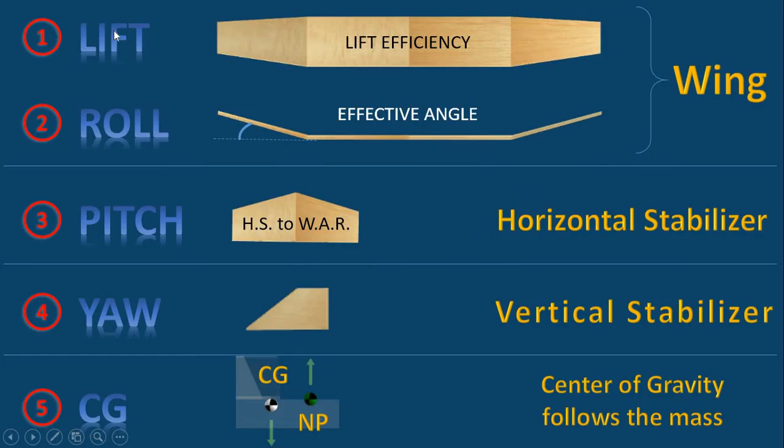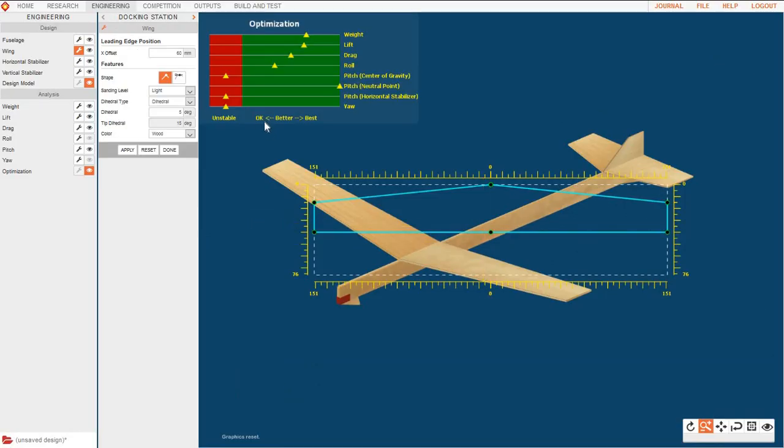So again, I'm going to first start with lift. The lift efficiency ratio is the ratio between the wing planar area and the weight of the glider. We're going to focus on the wing planar area. Now, if I make the wing bigger, I'm going to get more area, and that's going to give me a better lift, so I should see this triangle move.